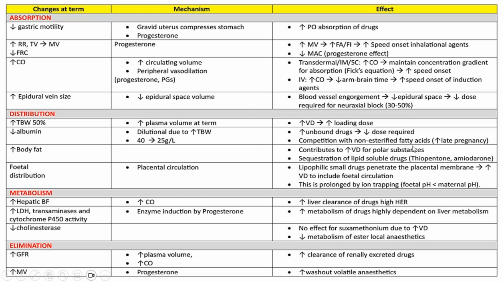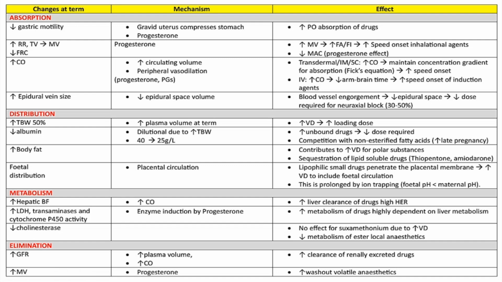Competition with non-esterified drugs, okay. Then the increase in body fat contributes to an increase in volume of distribution for polar substrates, and sequestration of lipid-soluble drugs such as thiopentone and amiodarone. Then fetal distribution, because we have to include the placental circulation. Lipophilic small drugs penetrate the placental membrane, increasing the VD to include fetal circulation. This is prolonged by ion trapping, and when we talk about ion trapping, we're going to talk about local anesthetics here.